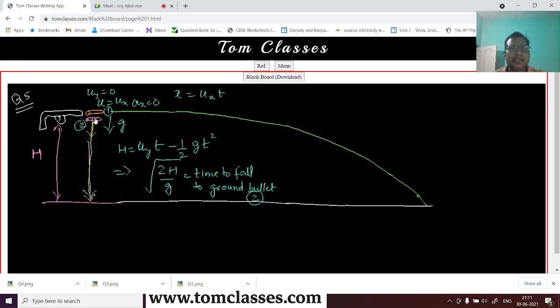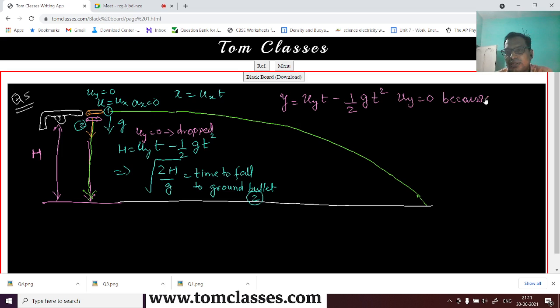Now let's try to see about this particular bullet, right? So here x is ux into t and uy is 0. So h, or you can say the y coordinate, will be given by uy into t minus half gt square, right? It will be given by this formula. Yes or no? Yes, sir. Okay, so this has been dropped, so here uy is equal to 0 because this has been dropped. The difference is that this has been dropped and this has been fired horizontally.